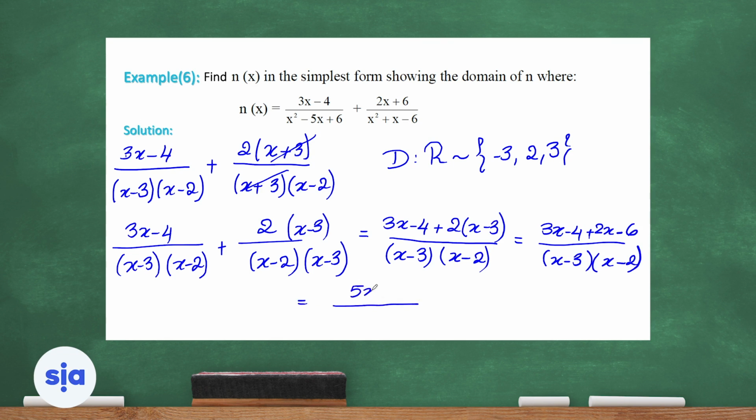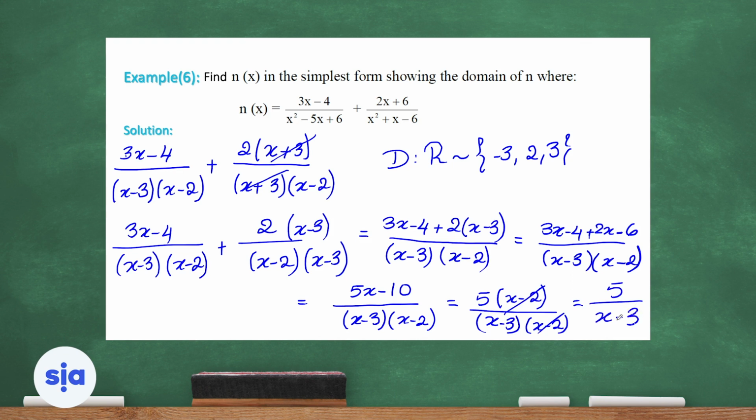Combine the like terms in the numerator. It's 5x minus 10 over x minus 3 times x minus 2. If I take 5 as a common factor, it's 5 times x minus 2 over x minus 3 times x minus 2. So it's 5 over x minus 3.